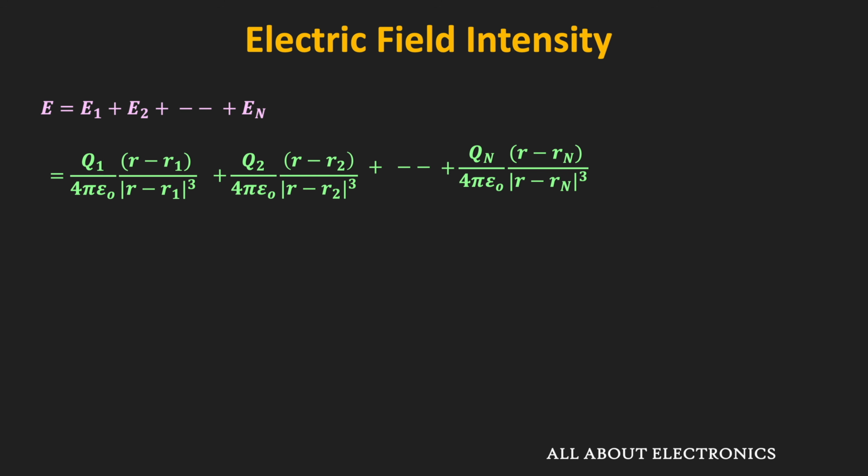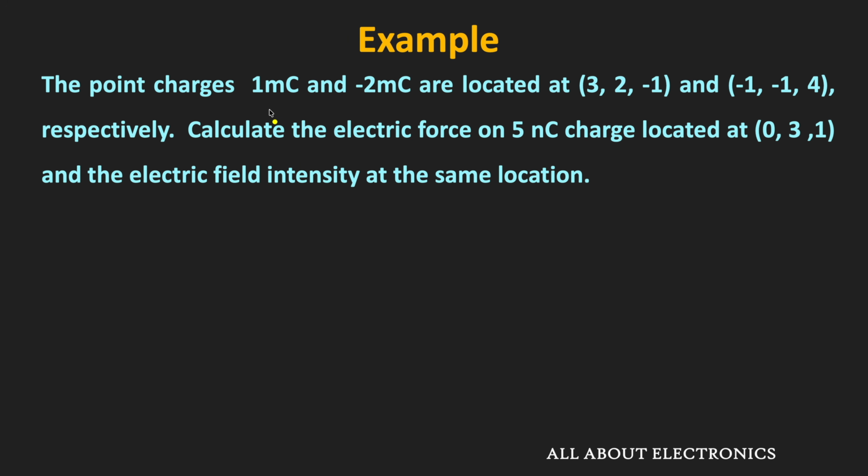So now, to understand it more clearly, let us take one example and see how to find the electrostatic force and the electric field intensity. In this question, we've been given two point charges of 1 millicoulomb and minus 2 millicoulomb, and they are located at the given locations. Here, we've been asked to find the electrostatic force acting on this 5 nanocoulomb charge, which is located at the given location. And we've also been asked to find the electric field intensity at the same location.